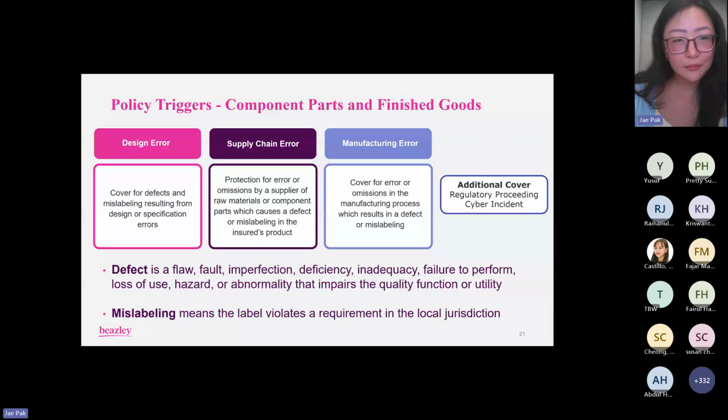I'm trying to be mindful of time, so I might quickly go over the policy triggers, but one thing I wanted you to understand is that we have design error, supply chain error, and manufacturing error as a trigger for our non-food form, but they all tie back into, is there a defect or mislabeling? As long as there's a defect, which is a flaw, fault, imperfection, deficiency, inadequacy, failure to perform, loss of use, hazard, or abnormality that impairs the quality, function, or utility, or if there's a mislabeling, it's going to trigger our policy. It can happen at any point in the product's life cycle, but as long as there's a defect or mislabeling, it's going to trigger our non-food form.